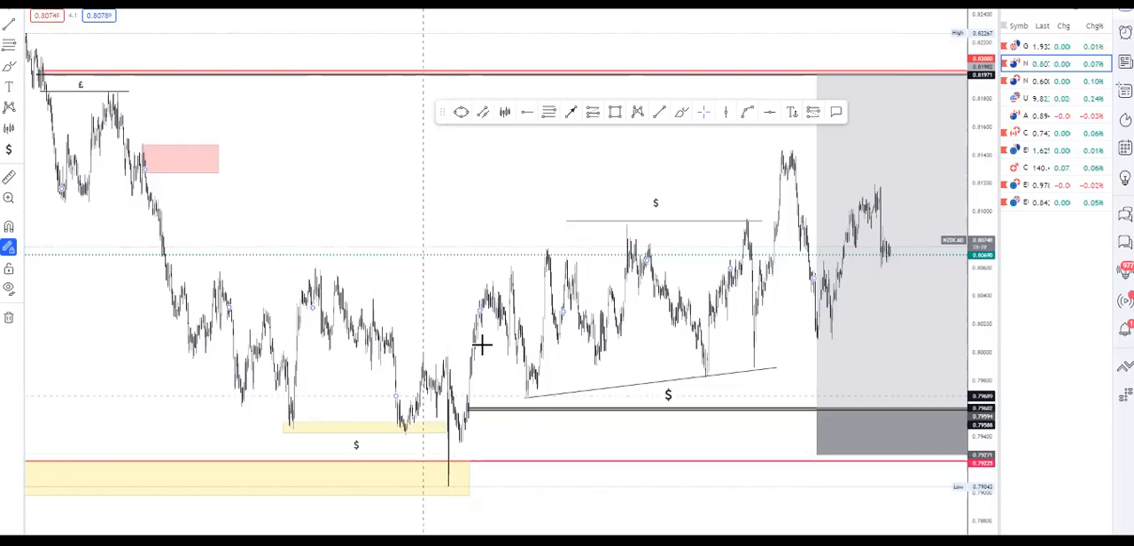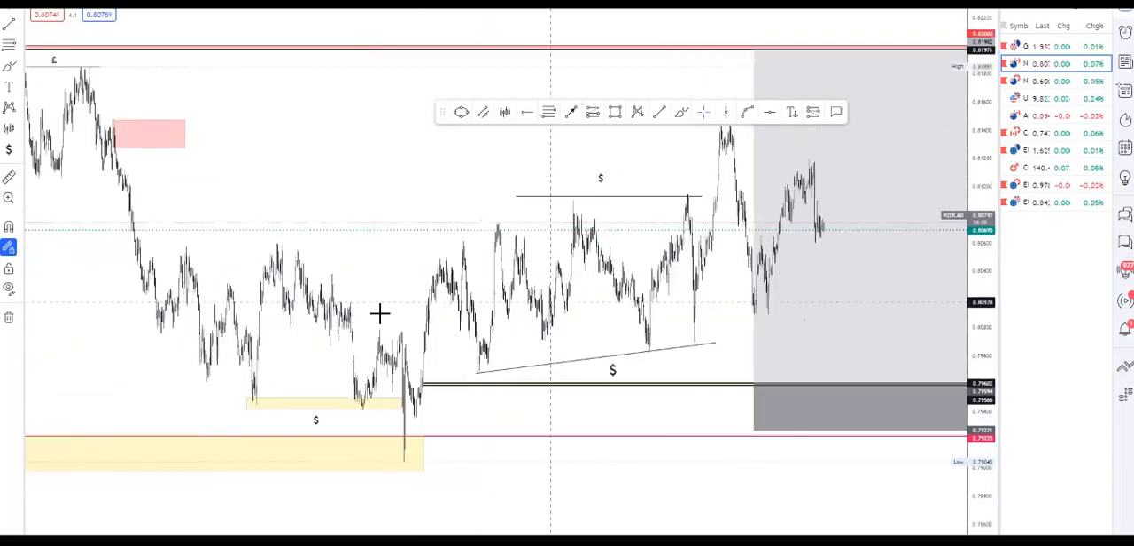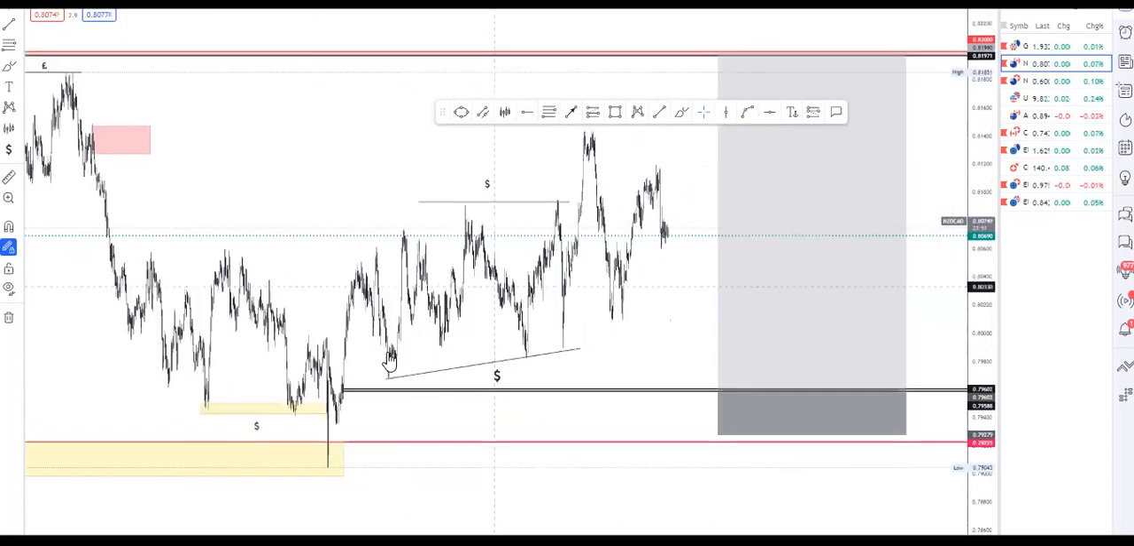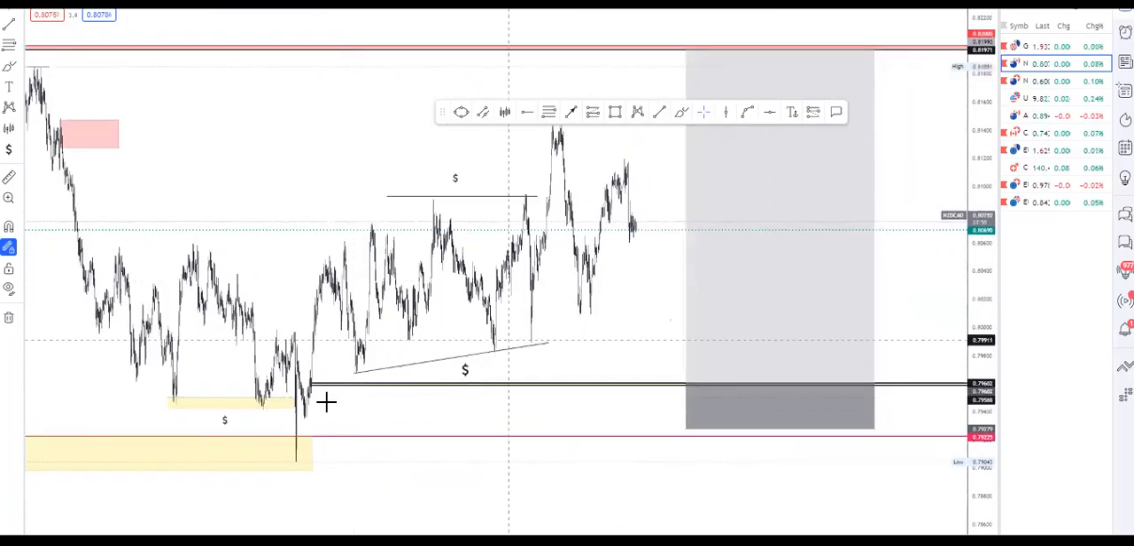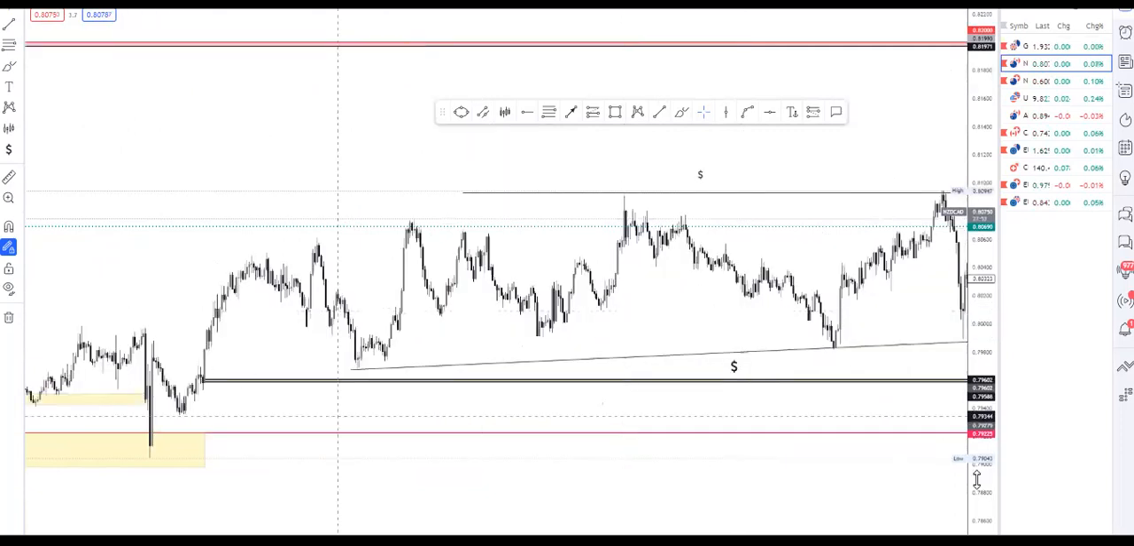If you go on higher time frame, I don't want to spend time doing that because we have a lot to deal with this evening. Price moved aggressively to the upside and created all these areas. All these areas are liquidity areas, and right here we have an open order on the 45-minute time frame.